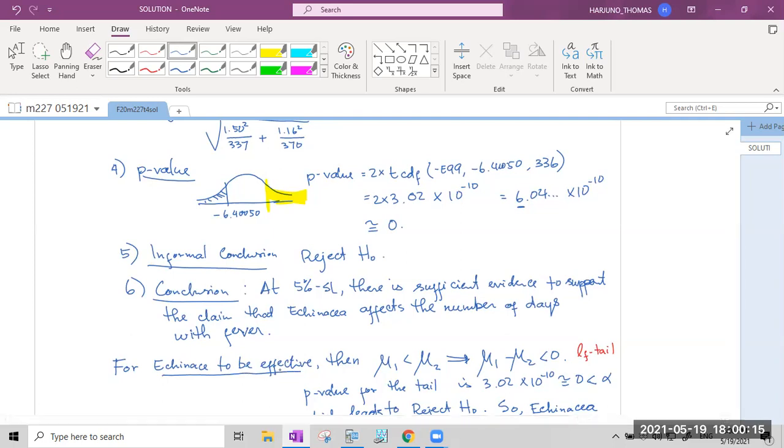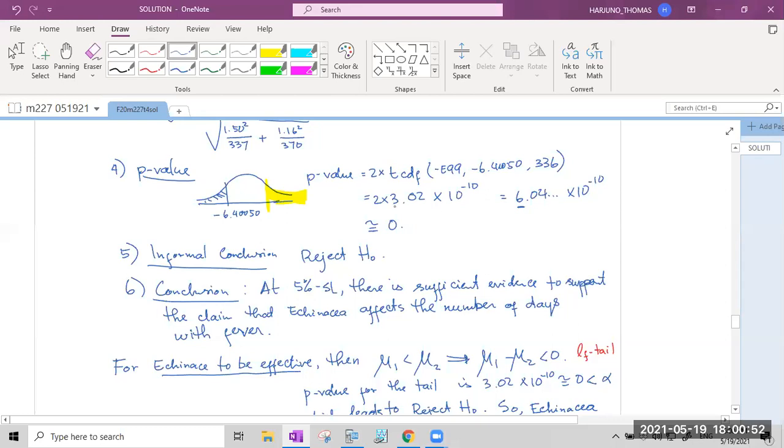Now, if it is only one tail, then for the p-value you don't need to multiply by 2 anymore. It's only one tail, right? Which is less than alpha, which means we still reject null hypothesis. But notice that the conclusion is not that echinacea affects the number of days anymore. The conclusion will be that there is sufficient evidence to support the claim that echinacea is effective. Echinacea appears to be effective.